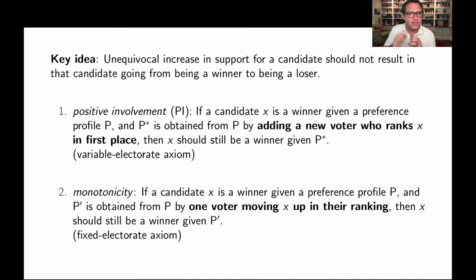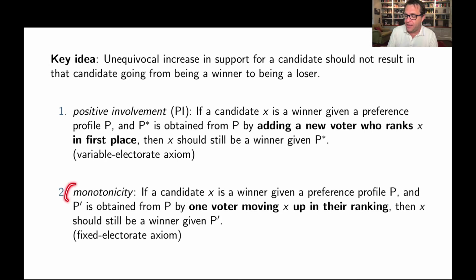And there's two ways to formalize this intuitive idea. The first is the axiom we're going to talk about in this paper, positive involvement. Positive involvement says if a candidate X is a winner given a preference profile P, a preference profile is just, you can think of it as an election scenario. So given an election, candidate X is a winner, and P star is obtained from P by adding just one new voter who ranks X in first place. So one voter comes in and they rank X in first place. Then, according to positive involvement, X should still be a winner in P star.